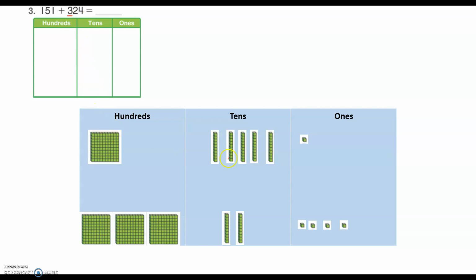Now let's put it all together. I have 1, 2, 3, 4 hundreds. 1, 2, 3, 4, 5, 6, 7 tens. 1, 2, 3, 4, 5 ones.